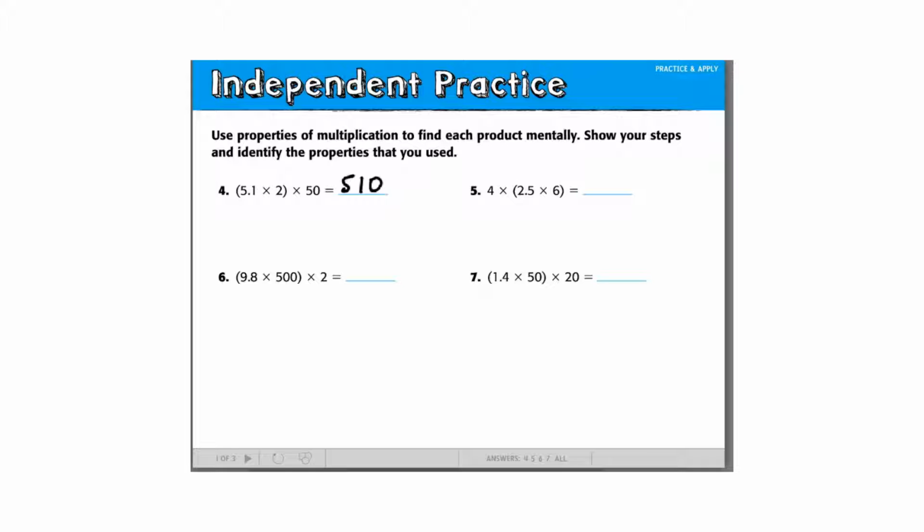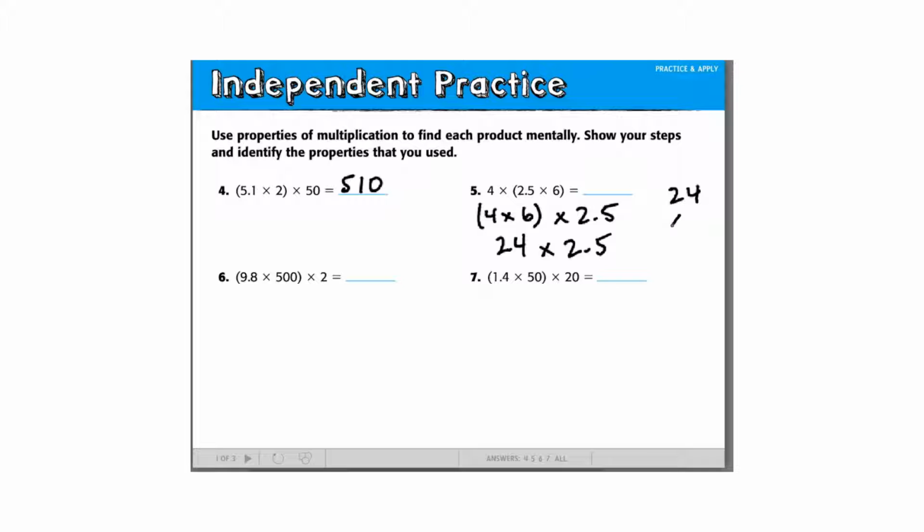Commutative. On number 4, I didn't change the order of the numbers, and that's why that one was associative. Now it's commutative, so I'm going to be changing the order of the numbers. I'm going to make it 4 times 6 first. Then I'll multiply it by 2 and 5/10. That way I can get 24 here, and then I'll multiply that by 2 and 5/10.